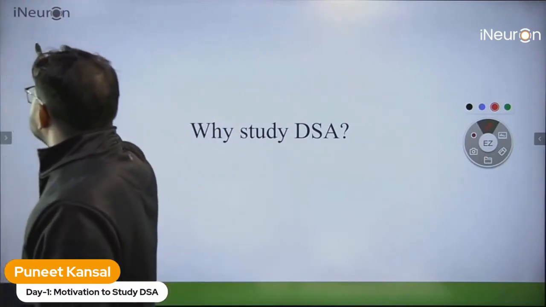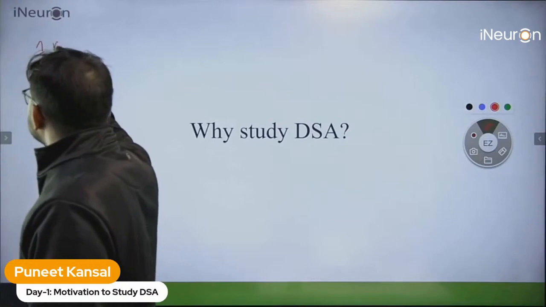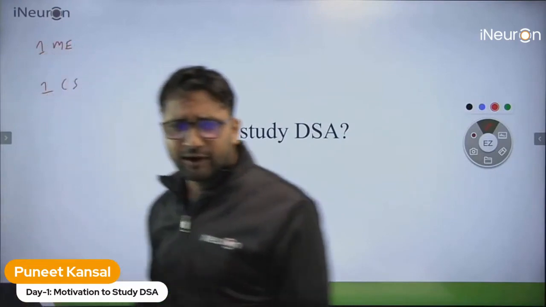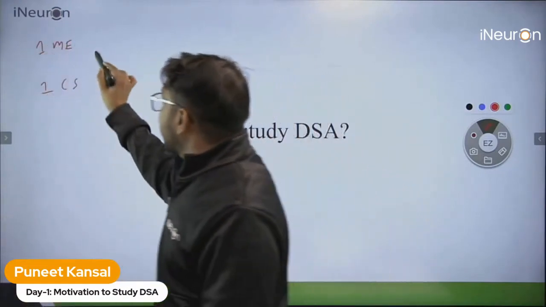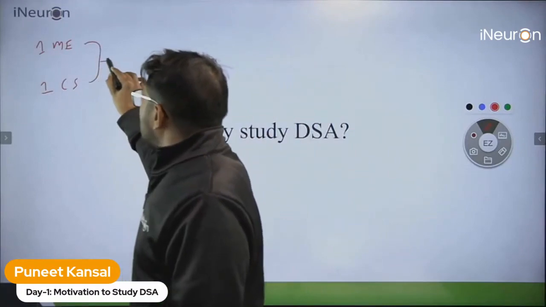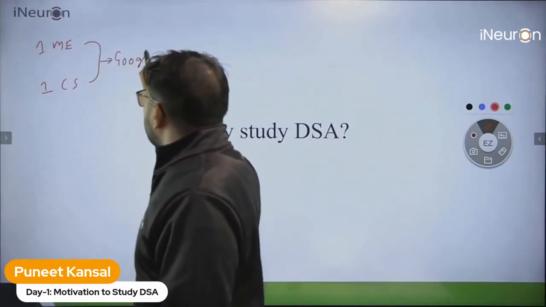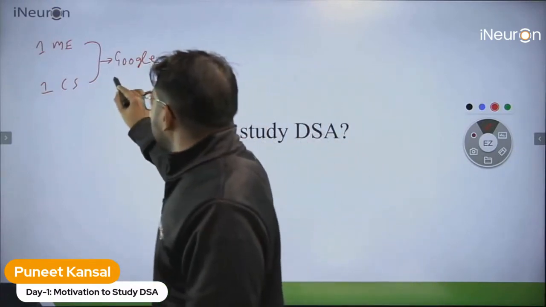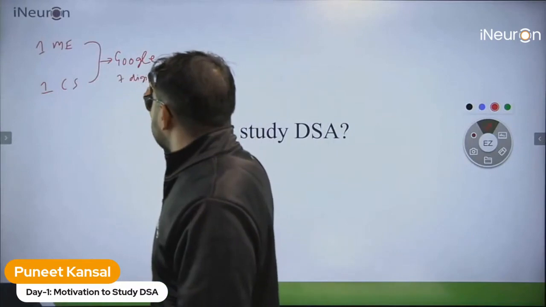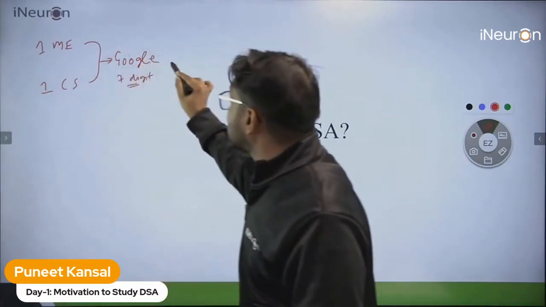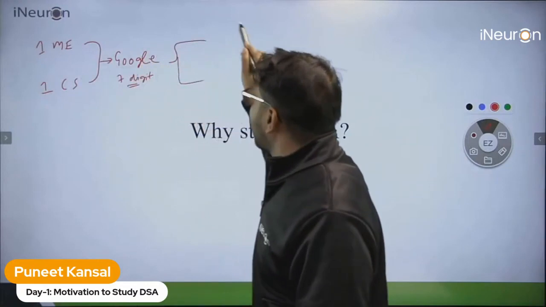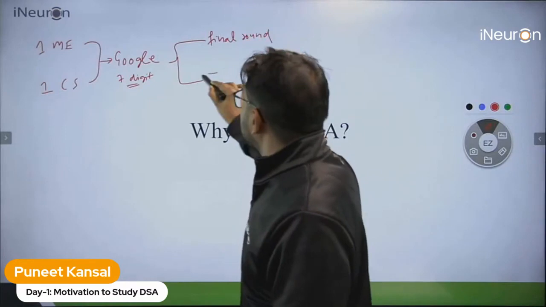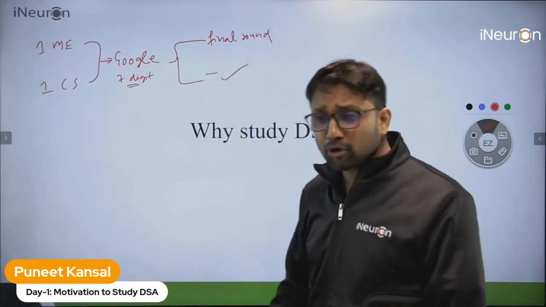So there was a mechanical boy and there was one CS boy. They both were friends. One day a product based company, let's suppose Google, visited their campus, and Google was giving a 7-digit salary. They were both very happy because they both got selected for the final round.